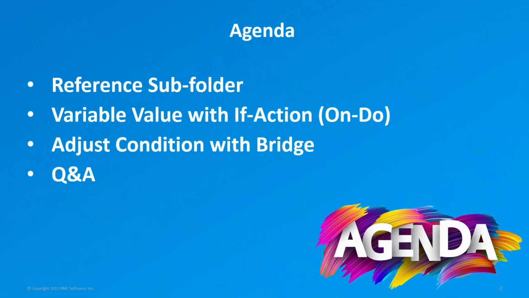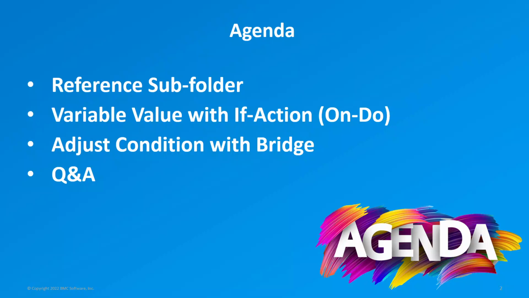Today we'll demonstrate the topics you see here. With reference subfolder, this allows you to reuse existing jobs. So instead of copying and pasting jobs from one folder to another, you can now reference these jobs instead. Variable value with if action, previously known as onDo, allows you to control the next job action based off a dynamic value in the job output.